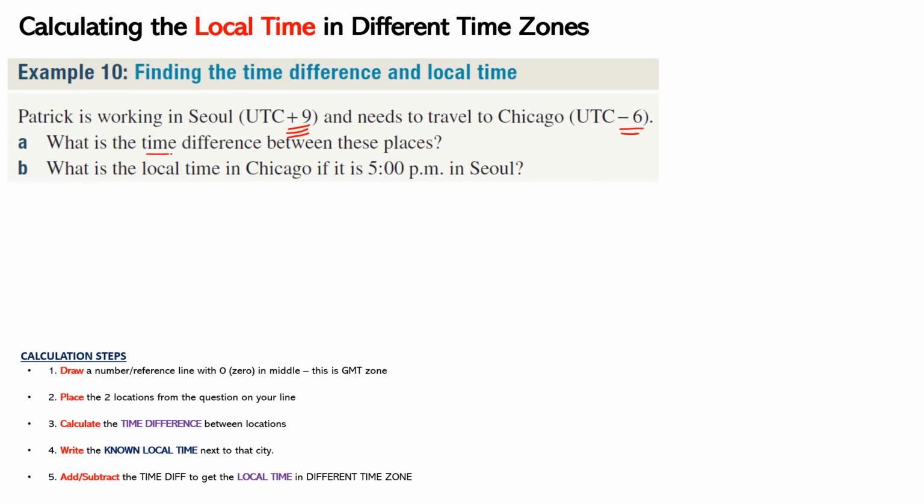We're going to work out the time difference between the 2 locations, and then we're going to work out the local time in Chicago if it's 5 p.m. in Seoul. So we've been given this one here. We want to figure out the time in Chicago.